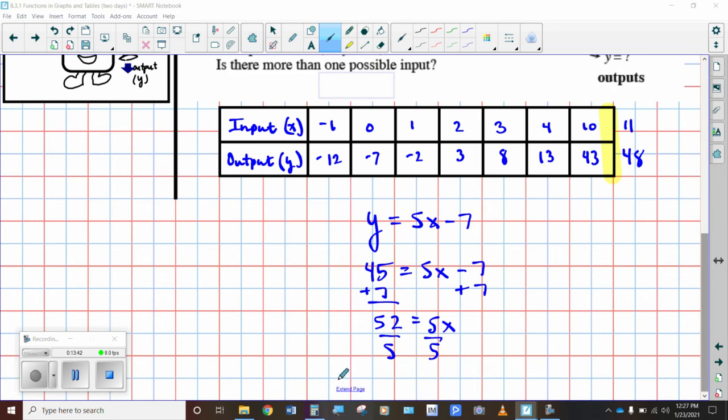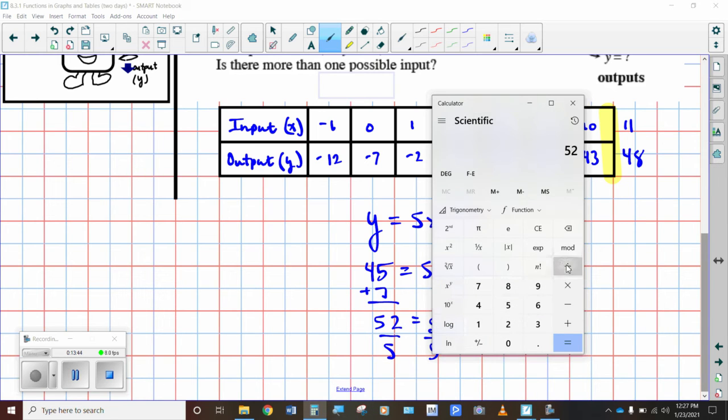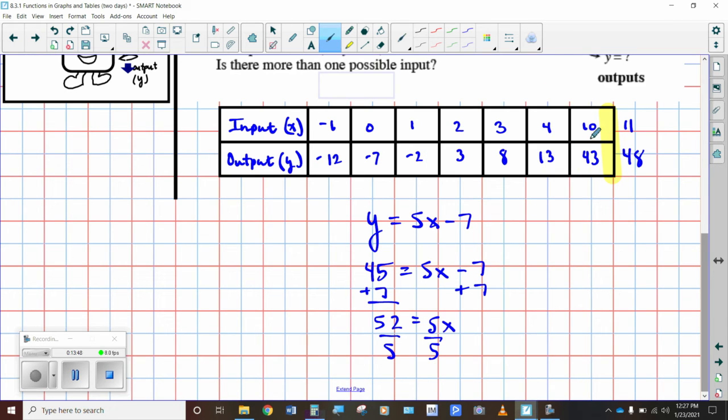And let's go ahead and use our calculator. 52 divided by 5, and you get 10.4 as your answer, which is what I was thinking. A little bit less than 10.5, should be closer to 10 than 11. So we'll declare our answer: when y is equal to 45, x is equal to 10.4.